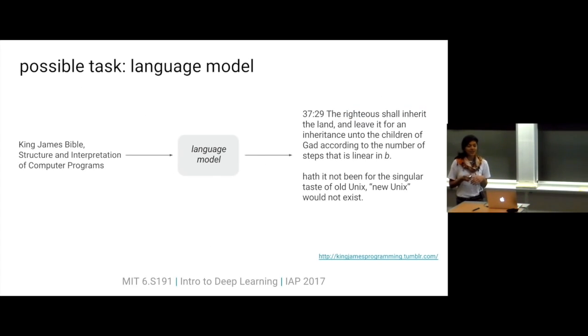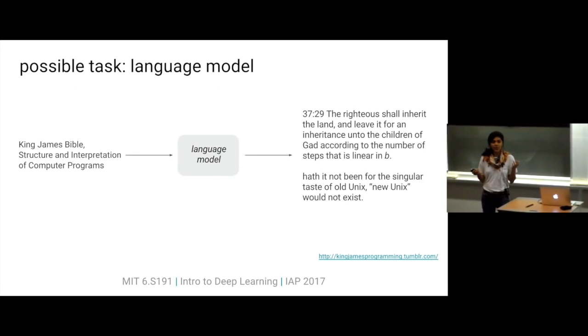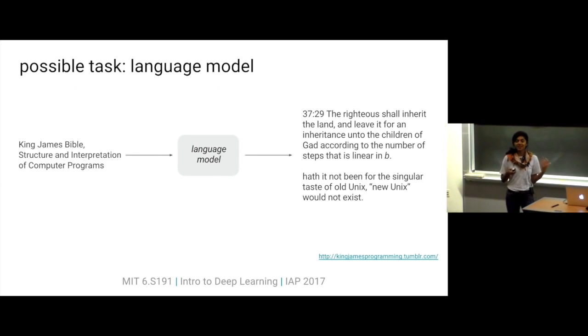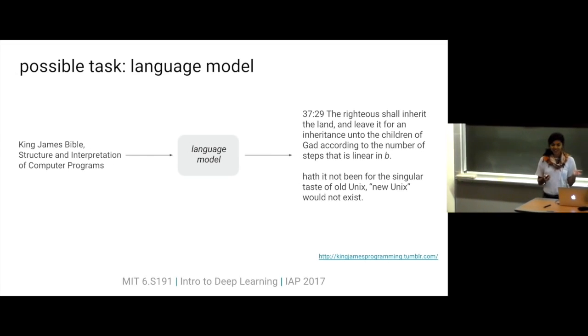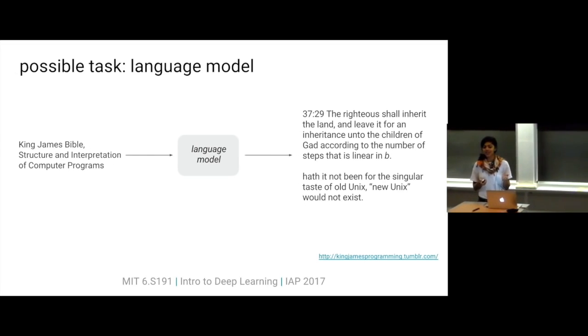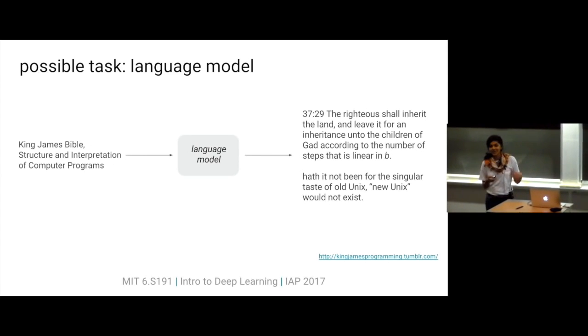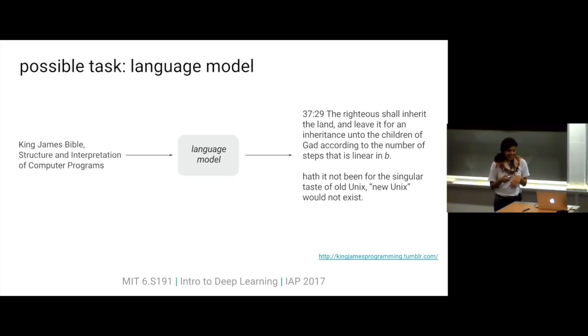Okay, so there's a lot of interesting language models that you can build. This is a funny one that's been trained on two things, the King James Bible and the Structure and Interpretation of Computer Programs textbook. And it produces things like, hath it not been for the singular taste of old eunuchs, new eunuchs would not exist. You can see more examples on that link.